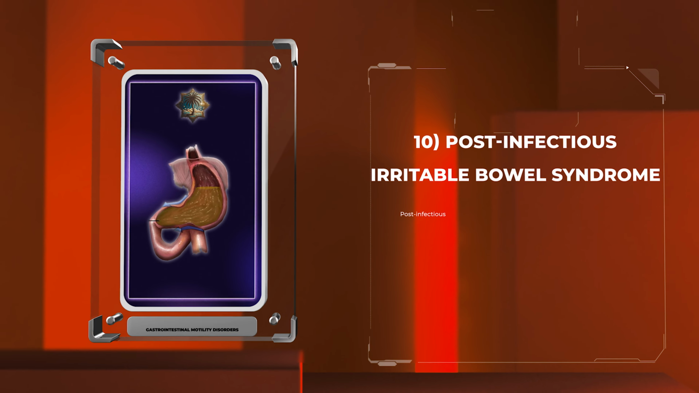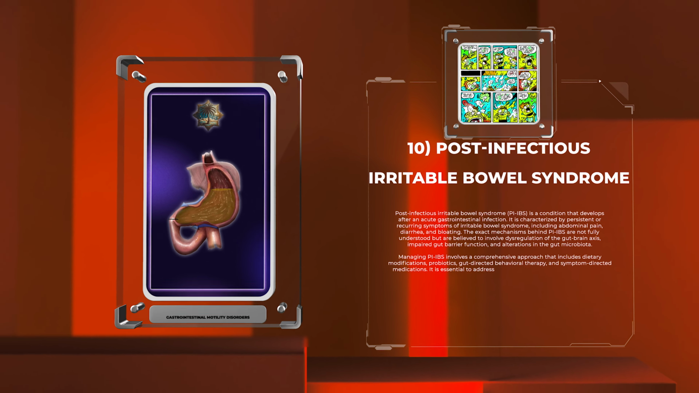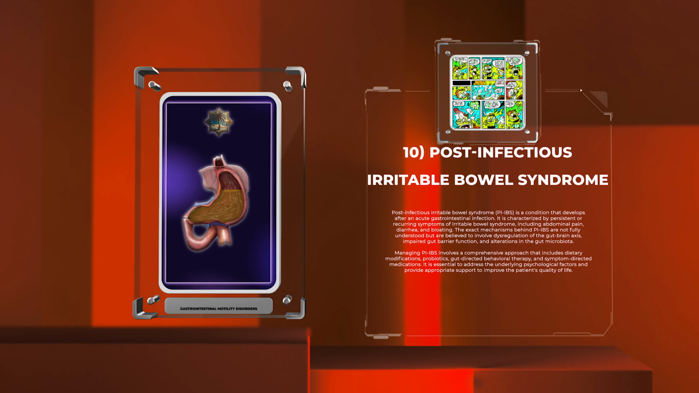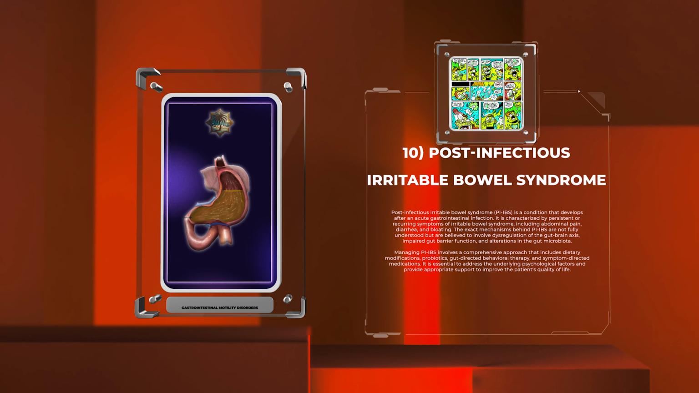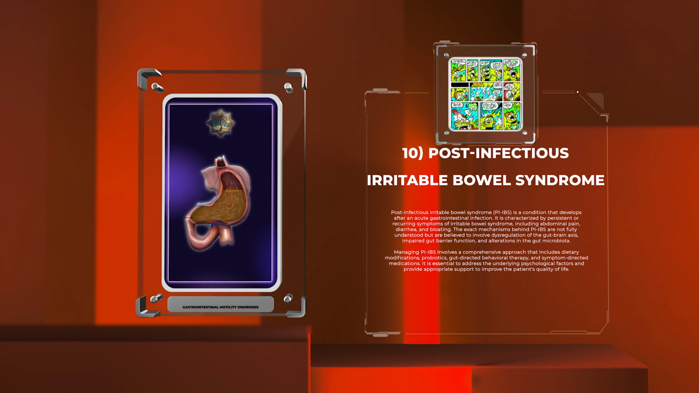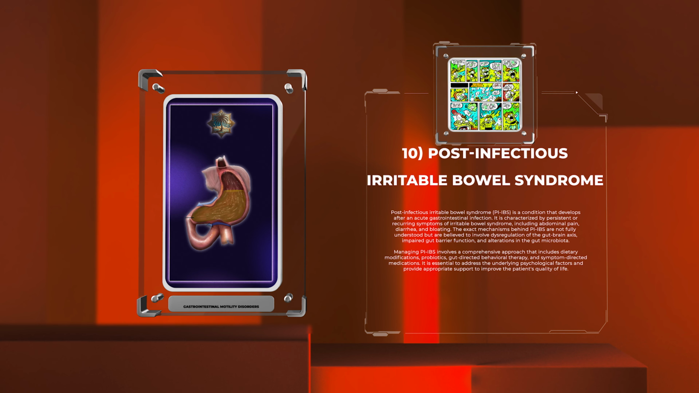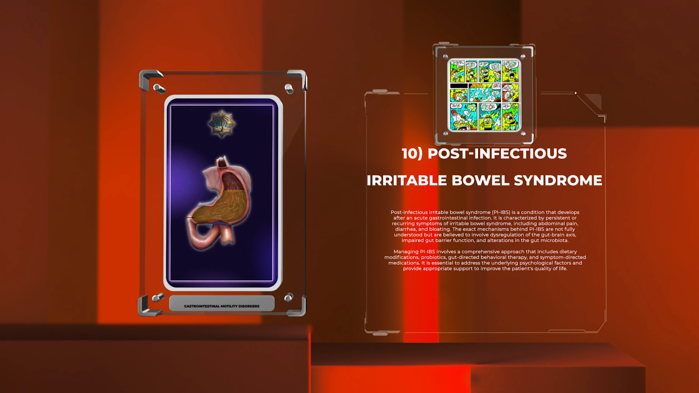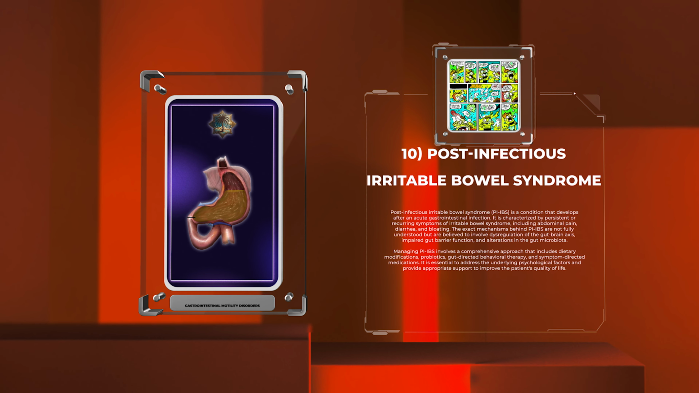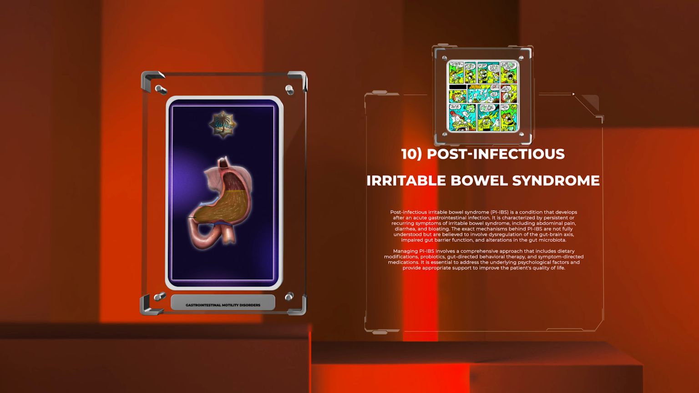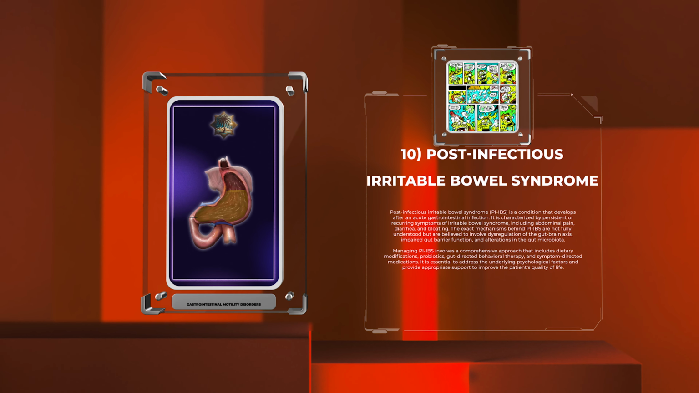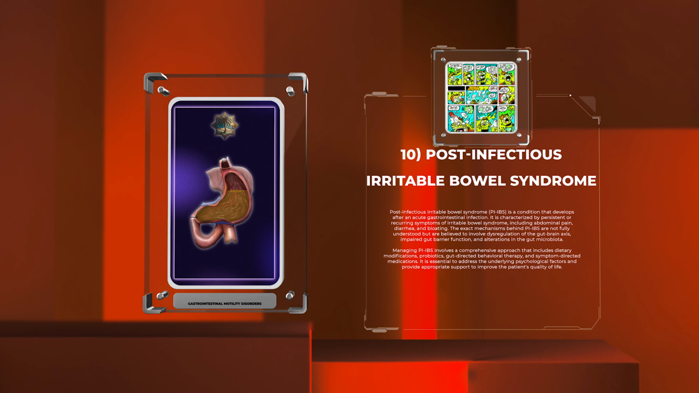Post-infectious irritable bowel syndrome, PI-IBS, is a condition that develops after an acute gastrointestinal infection. It is characterized by persistent or recurring symptoms of irritable bowel syndrome, including abdominal pain, diarrhea, and bloating. The exact mechanisms behind PI-IBS are not fully understood but are believed to involve dysregulation of the gut-brain axis, impaired gut barrier function, and alterations in the gut microbiota.